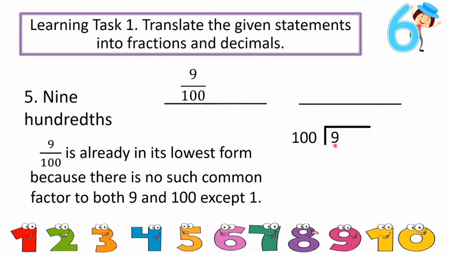So cannot be, we add 0 and write 0 in our quotient. So add 0. Don't forget to put decimal point in our quotient. Then 90 divided by 100 again cannot be. So we write 0 and then add another 0. So 900 divided by 100, it is equal to 9. And then multiply 9 times 100, it is equal to 900. 900 minus 900, 0. So therefore, this is the decimal form of 9 hundredths.